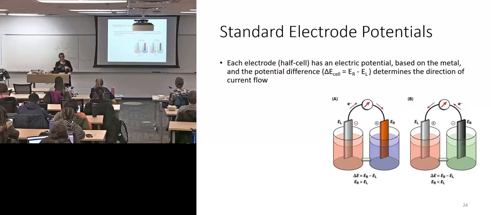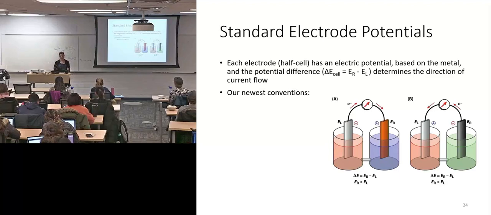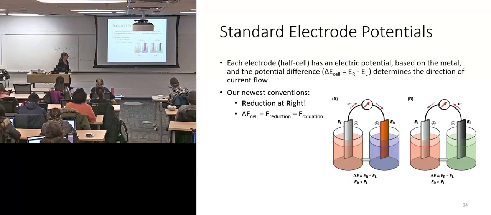So each electrode half cell has its own electric potential based on what metal it is relative to the hydrogen standard. So then when I want to put these two things together, I can look at the actual difference between the two half cells, right? 0 was just relative for each side. Newest convention, reduction happens at the right. Draw your pictures this way. Think of everything in this way so that you don't mess up your signs, okay?